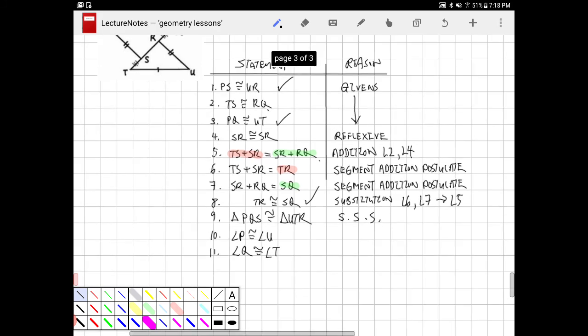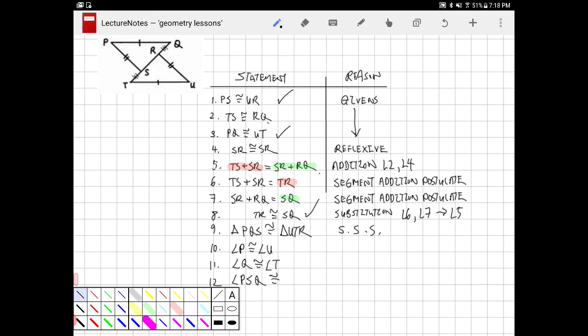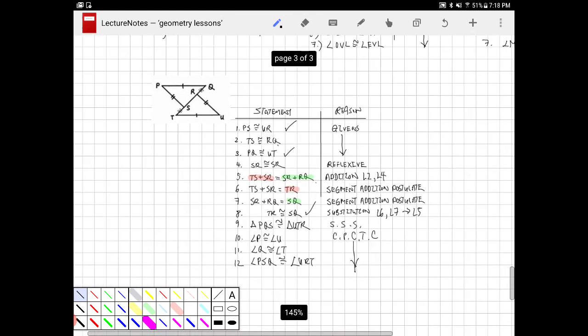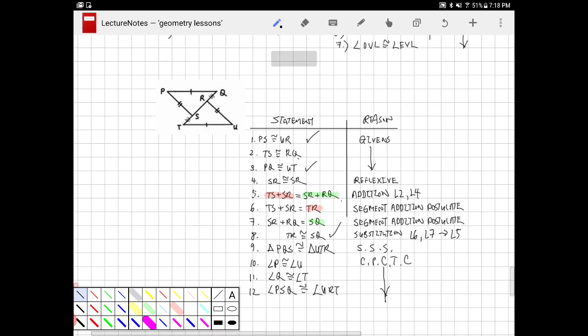I also know that angle PSQ is congruent to angle URT. And why is this true again? That's because of CPCTC, corresponding parts of congruent triangles are congruent. All three of those remaining statements are true because of the same reason. And that's it.